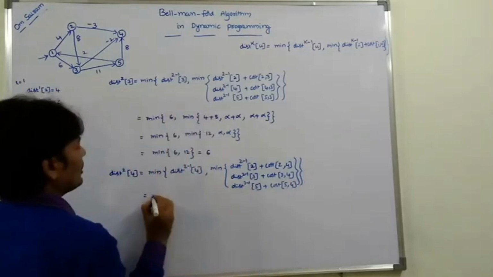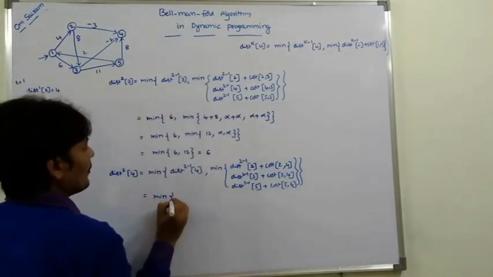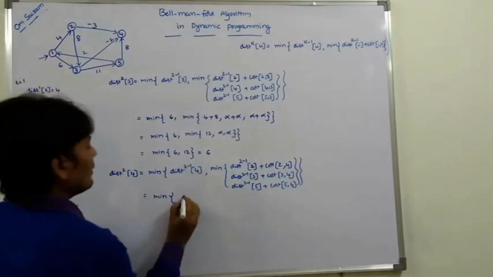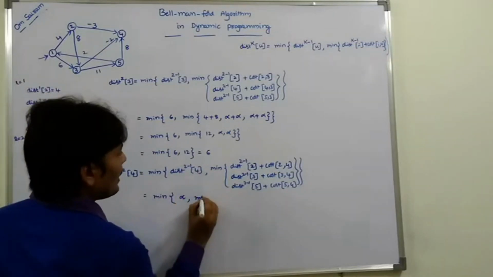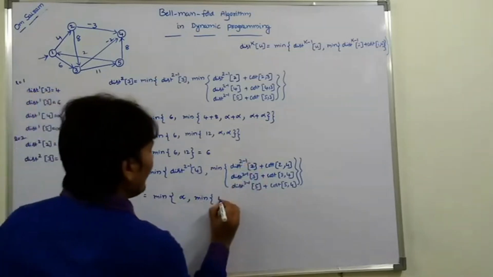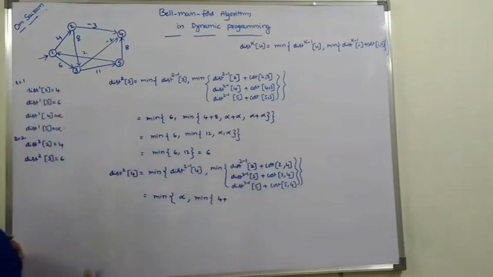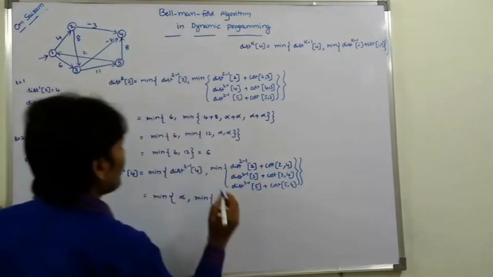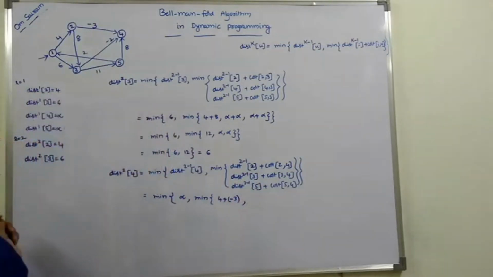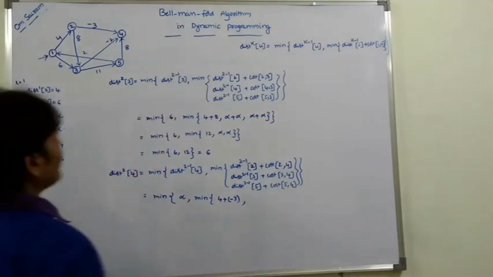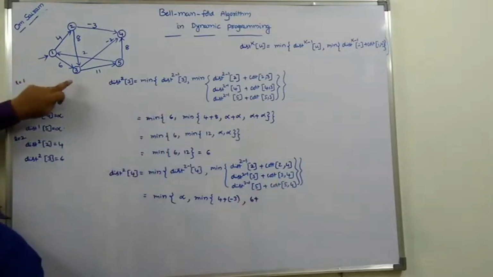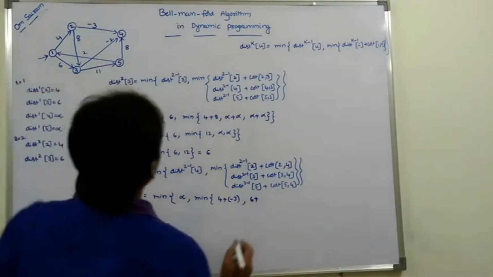So that is equal to minimum of dist1 of 4, dist1 of 4 is infinity, comma, minimum of dist1 of 2 is 4, plus cost of 2 comma 4, cost of 2 comma 4 is minus 3, comma, dist1 of 3 is 6, plus cost of 3 comma 4, cost of 3 comma 4 is minus 2.